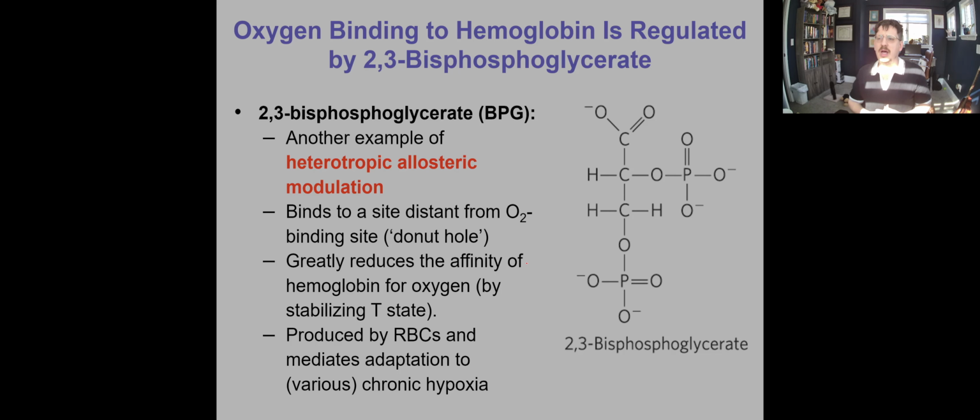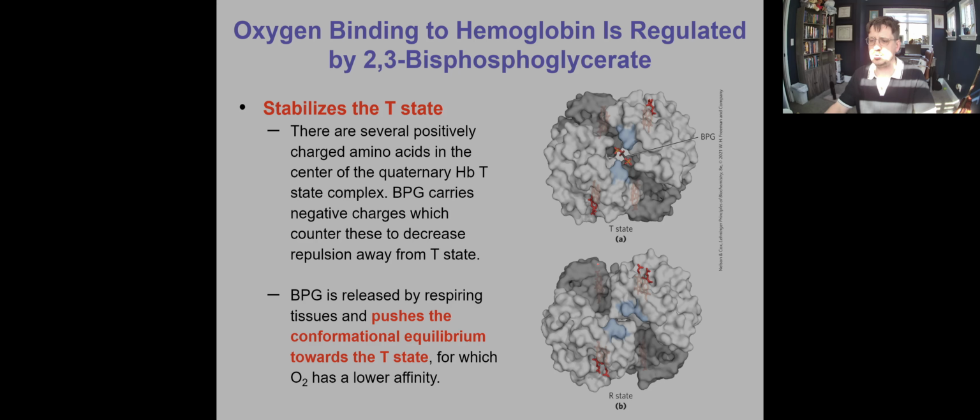And then finally, another allosteric negative modulator is BPG. BPG is 2,3-bisphosphoglycerate, and it is part of glycolysis. It's a glycolytic intermediate, one of the last glycolytic intermediates, and so it's going to be produced by respiration. This actually binds. You see all of these negative charges? These negative charges will fit into the donut hole of hemoglobin and stabilize the T state.